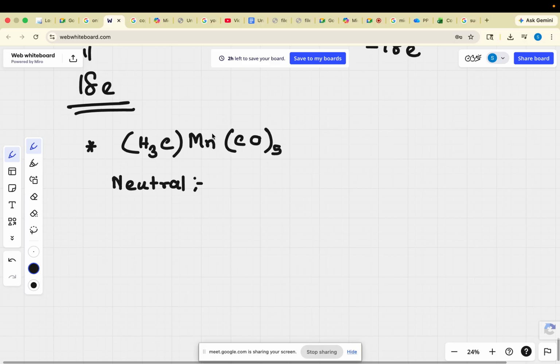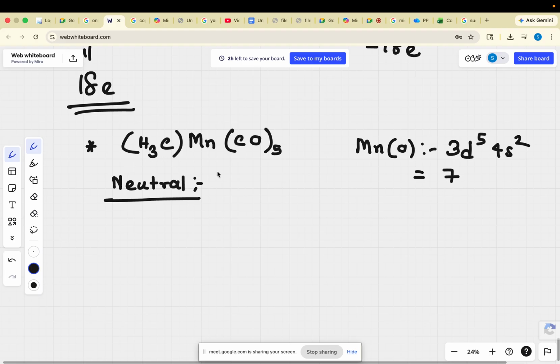Manganese, how many electrons are you getting? 3d4, sir, oxidation state plus 1. No, I am asking about the neutral method. No need to find the oxidation state. Consider manganese as 0, neutral method. Suppose you have this manganese 0. So how many electrons? 3d5 4s2. So that means 7 electrons you are getting from the manganese center.